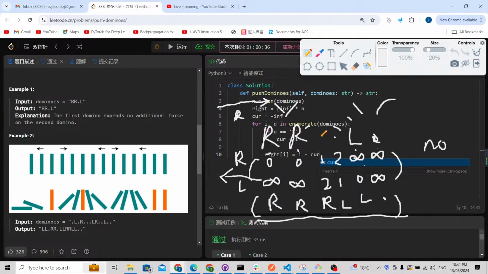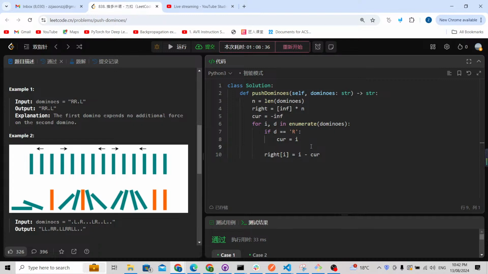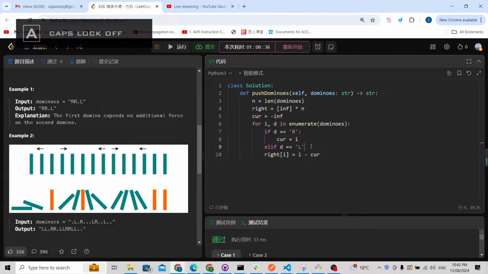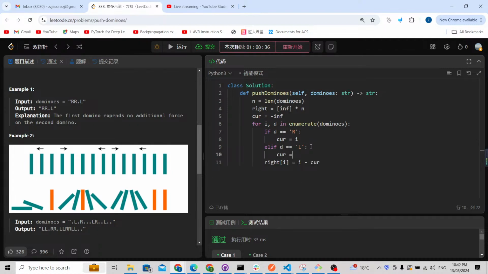So if this is R and if this is a dot, we just need to check the distance. Of course, for this R, the current equals 1, and this i equals 2, 2 minus 1 is 1, so the distance is going to be 1. This is why we use i minus the current. And we need to check if this domino is left. If it is left, we're gonna set the current directly to negative infinity. We set it to negative infinity because we're gonna use i minus this current, so it's gonna become positive infinity, because finally inside of the right array it's gonna always be positive infinity.